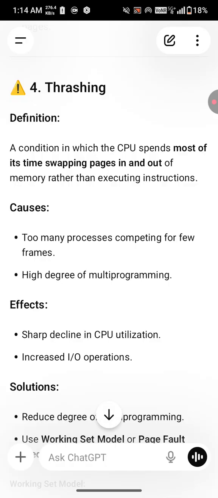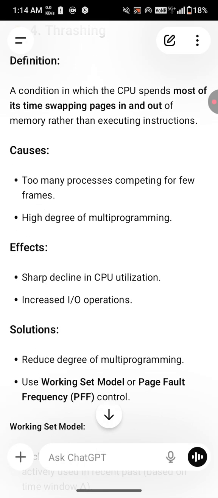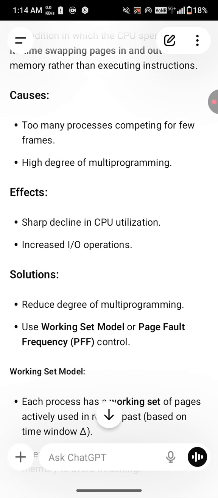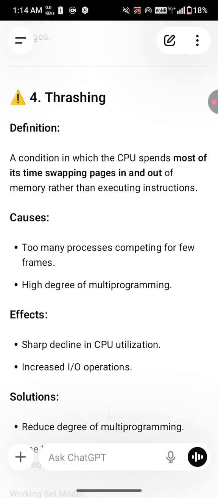Causes: too many processes competing for frames, high degree of multiprogramming. Effects: sharp decline in CPU utilization, increased input output operations. Solution: reduce degree of multiprogramming, use working set model or page fault frequency control. These are the solutions of thrashing.